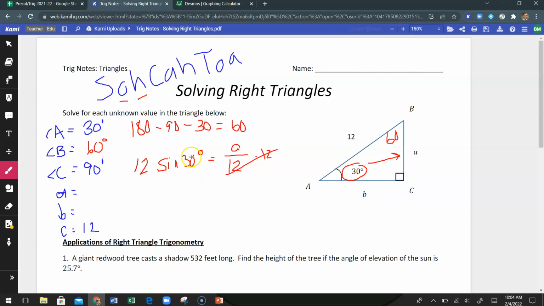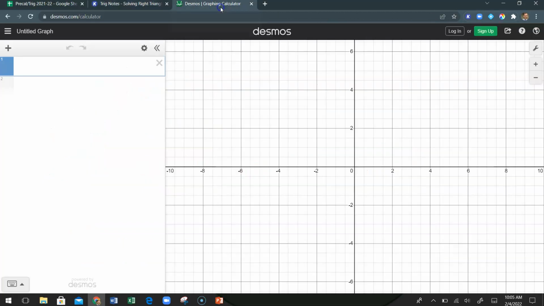If this is a unit circle angle, we could get exact answers. If it's not, we just have to use the calculator. You should know through our study of the unit circle that the sine of 30 degrees is simply 1/2, which means I'm going to have 12 times a half here, which is going to give me 6. So that is going to be the length of side length A. I will show you in Desmos how we could get that as well.